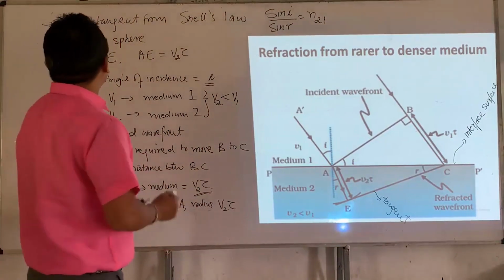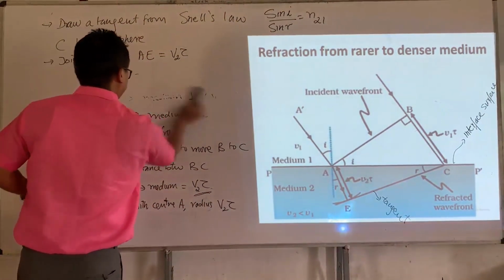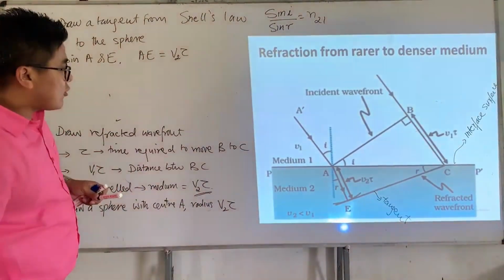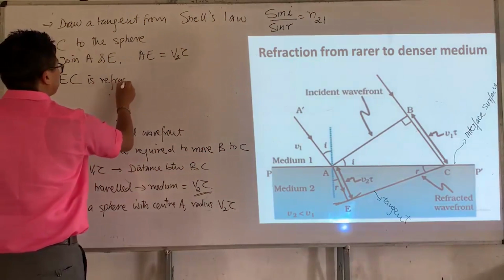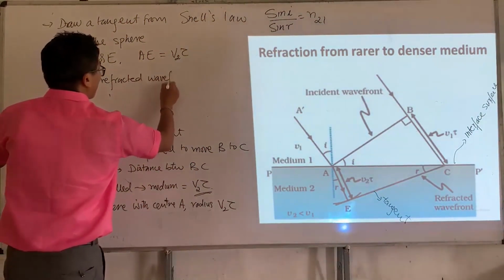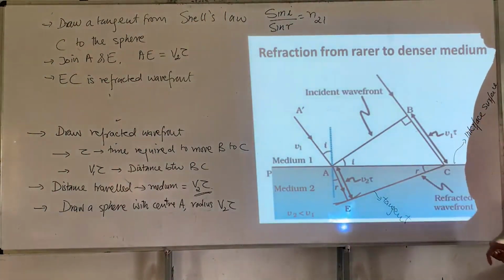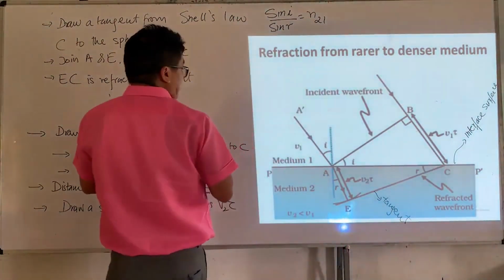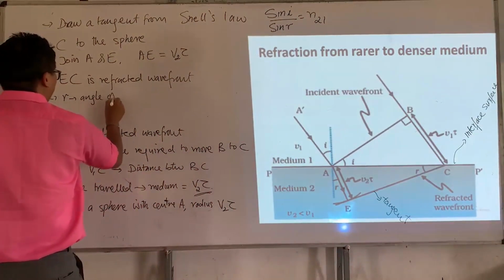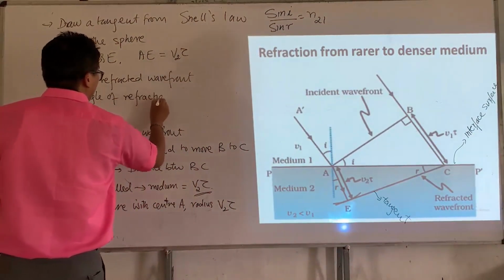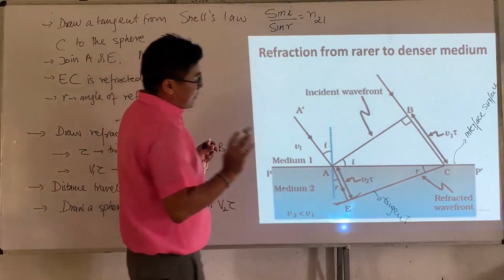So what is the refracted wave front? The refracted wave front is going to be EC. So EC is the refracted wave front. And R is the angle of refraction. So what is the angle of incidence? I is the angle of incidence and R is the angle of refraction.